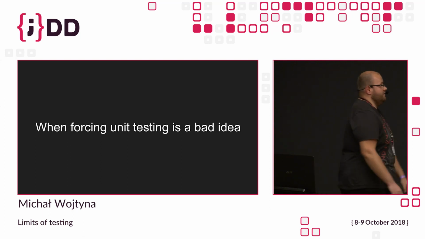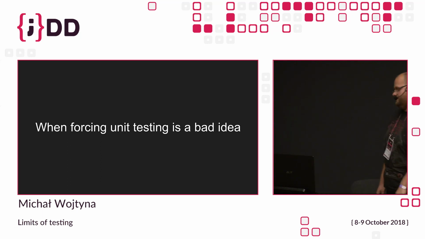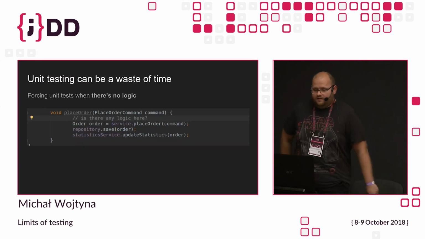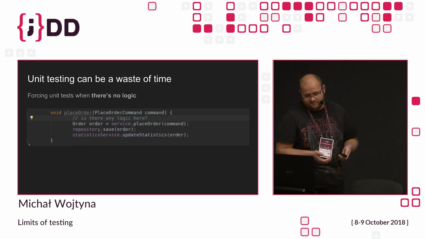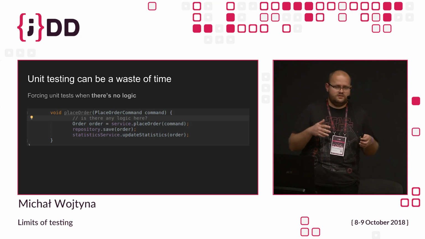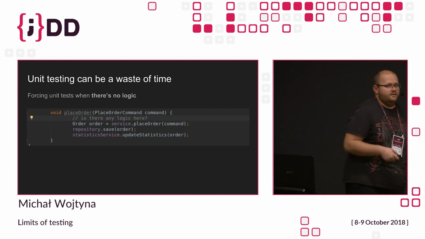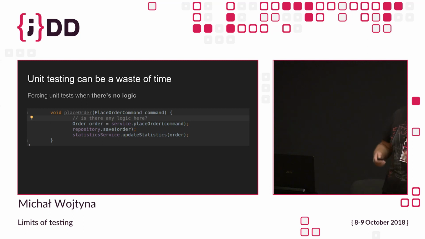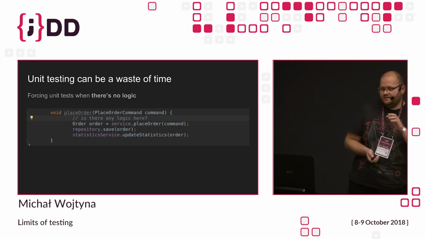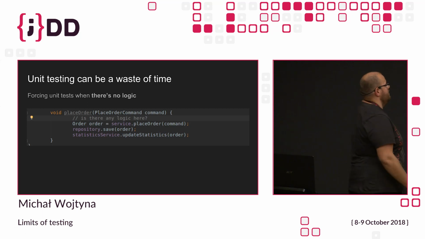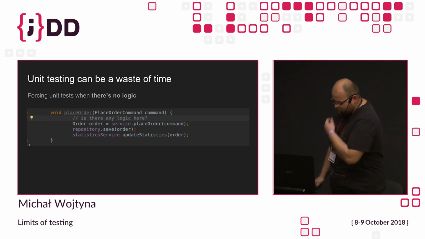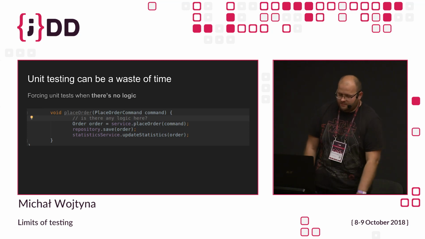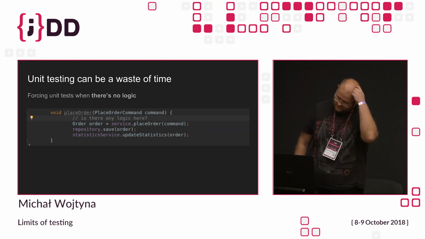And there's another reason, finally, when forcing unit testing is a bad idea. Forcing unit testing can be a waste of time when there is no actual logic. There are parts of our software, usually called the glue code, which don't contain any kind of business logic inside. There is just some command to process. We are delegating this command to the service. We are saving this in the repository and then updating the statistics service here. So what's the problem? The problem is that generally there is no logic here.